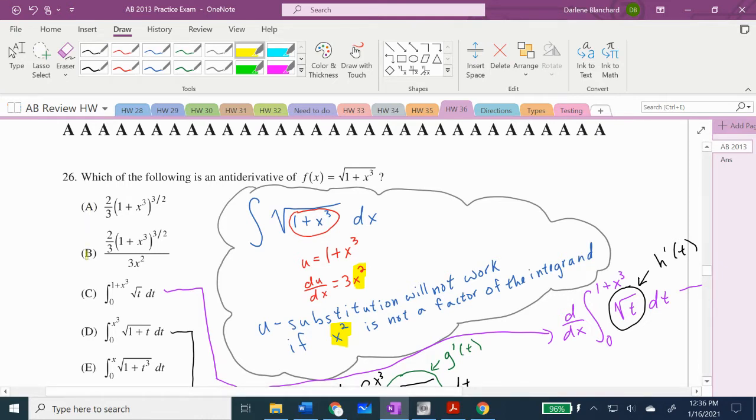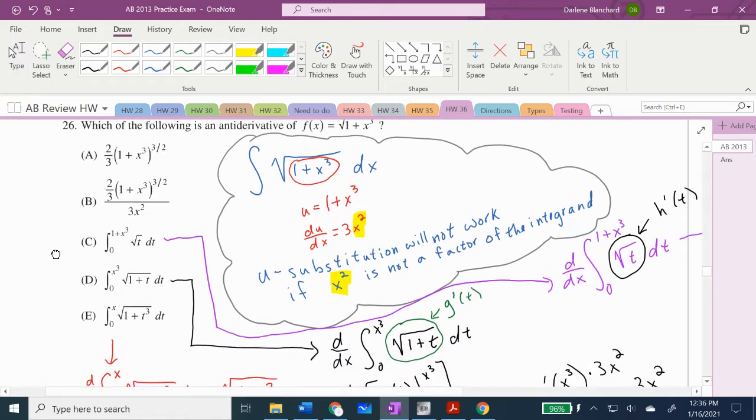Looking at A and B, these are common mistakes that people make when they don't understand integration rules. So make sure you understand your integration rules. That leaves us with the possibilities of C, D, and E. I want to first point out why E works.